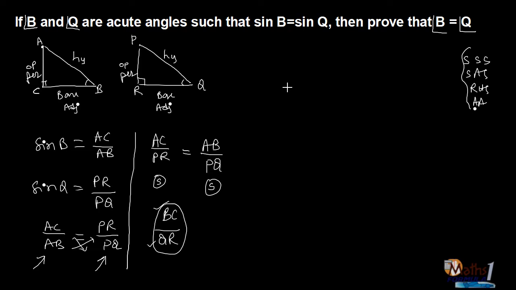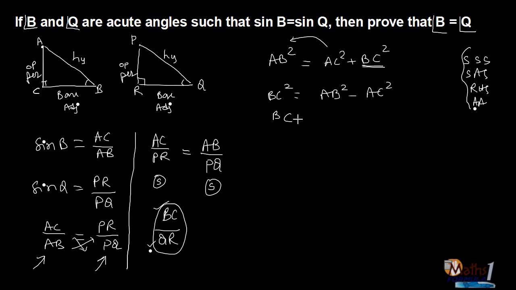Let's say for the first triangle, that will be AB square equals AC square plus BC square. Pythagoras theorem: square of hypotenuse is equal to the sum of the squares of the other two sides. But I need BC, so I'll be needing BC on the left hand side. So BC square equals AB square minus AC square. If I transpose this, that's what will happen. BC will be equal to the square root of AB square minus AC square.